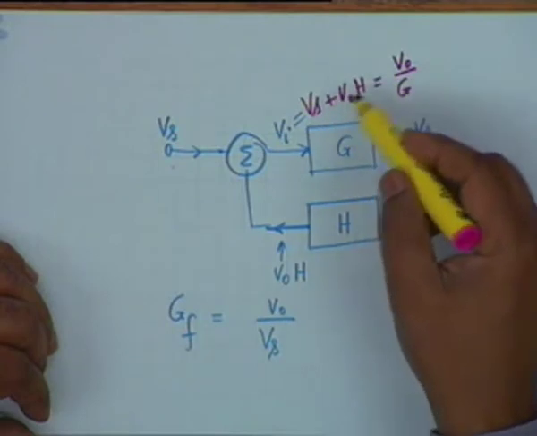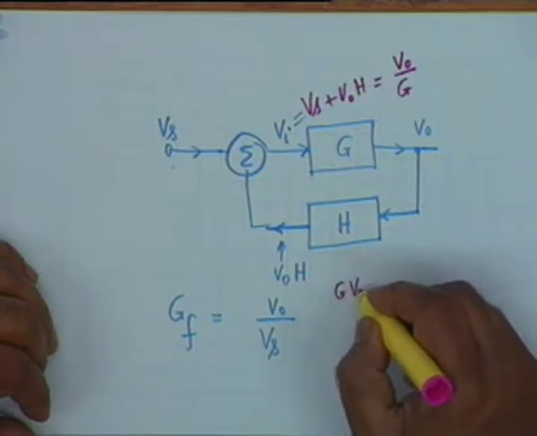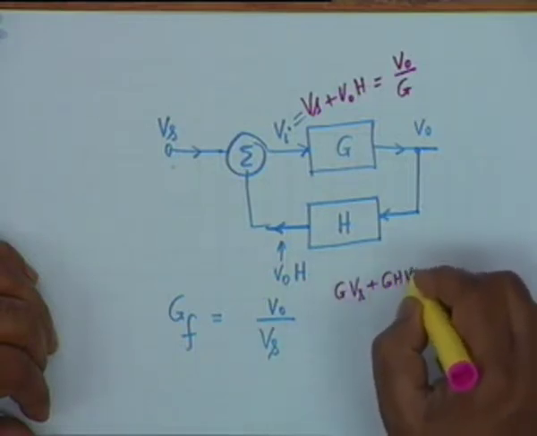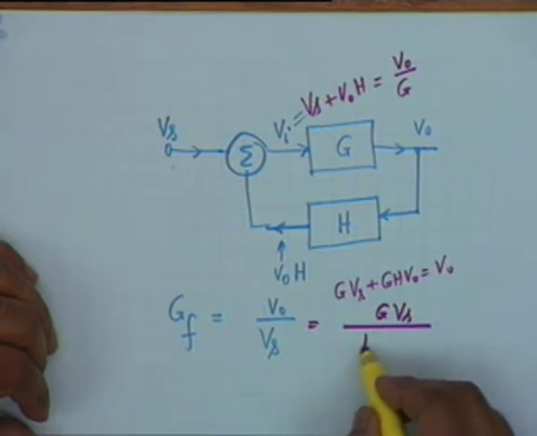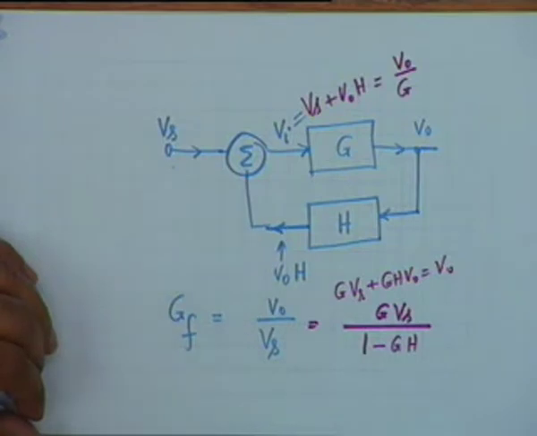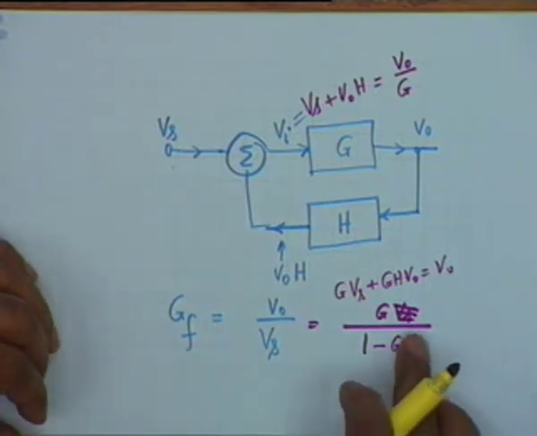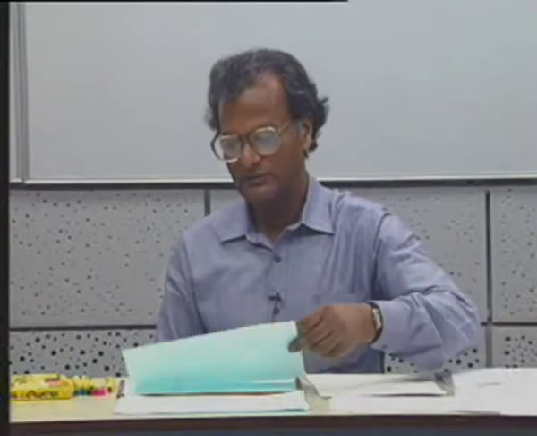Now, if I manipulate this, then GVs plus GHV0 is equal to V0, and therefore V0 by Vs shall be simply G Vs divided by 1 minus GH. No Vs shall be there. It is simply G by 1 minus GH. If H is 0, that is, there is no feedback, then the gain is simply equal to G.